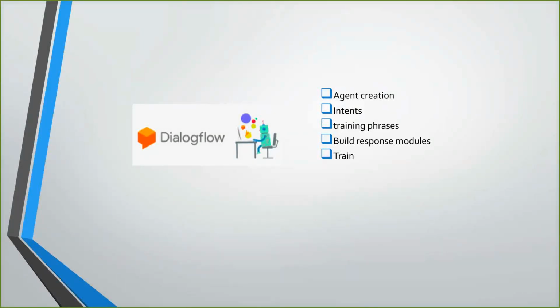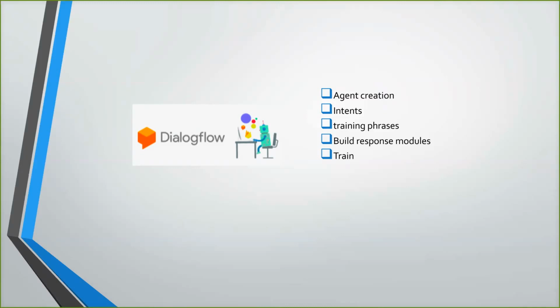Inside Dialogflow, I'm going to create an agent, intents, and training phrases, build response models, and train the model. Before jumping to all these points like agent creation and intents, first let's see what Dialogflow is. A Dialogflow agent is a virtual agent that handles conversation with your end users. It is a natural language understanding module that understands the nuances of human language. Dialogflow translates end user text during the conversation to structured data that your apps and services can understand.